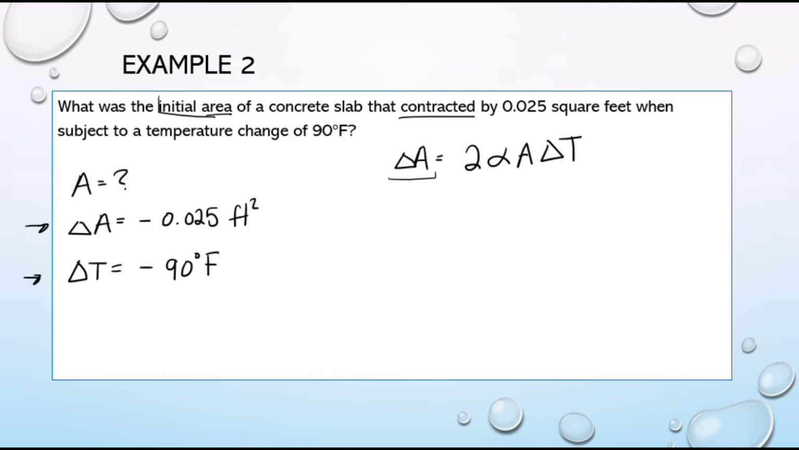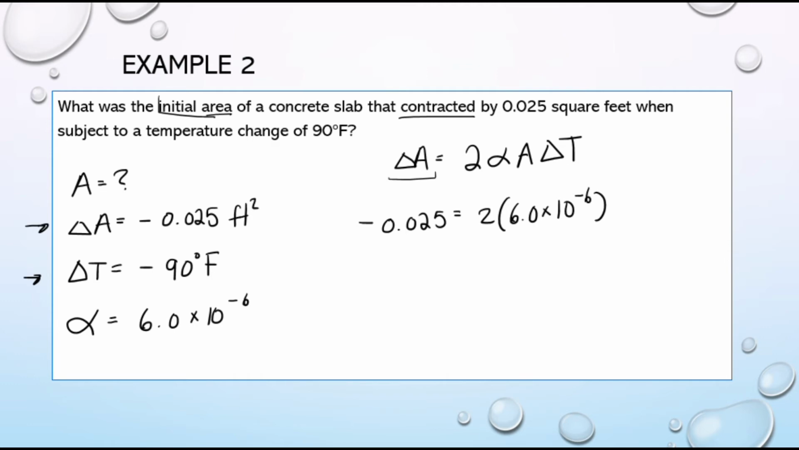Last thing, we need the coefficient of linear expansion of concrete. That is in imperial. So I go to my formula sheet and I see that it is 6.0 times 10 to the negative 6 per degree Fahrenheit. Let's put in what I have. I have a change in area. 2 is just a number. My coefficient of linear expansion. I'm looking for this. And I have negative 90.